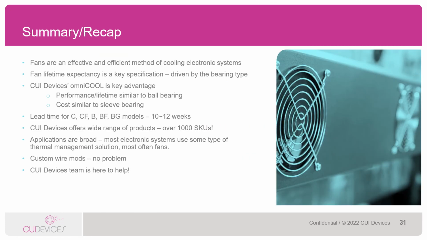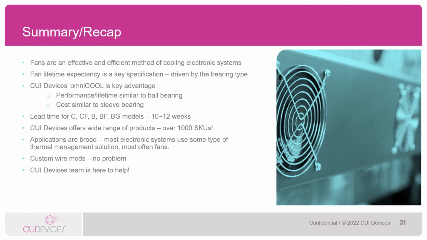We've covered a lot of material today, so let's do a quick recap of the highlights. Fans are an effective and efficient method of cooling electronic systems, particularly in applications where something like a heatsink doesn't get the job done. Fan lifetime is a key specification, driven primarily by the bearing type. Speaking of bearings, CUI Devices' omniCOOL bearing system offers some key advantages in terms of performance as it compares to cost. CUI Devices runs short lead times on the majority of our fans at 10 to 12 weeks production. We have a rather large product offering at over 1,000 SKUs, most of which are stocked in our distribution channels.